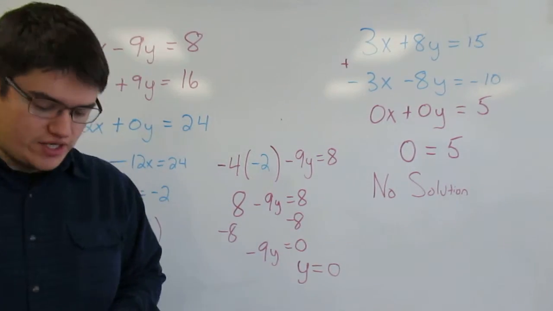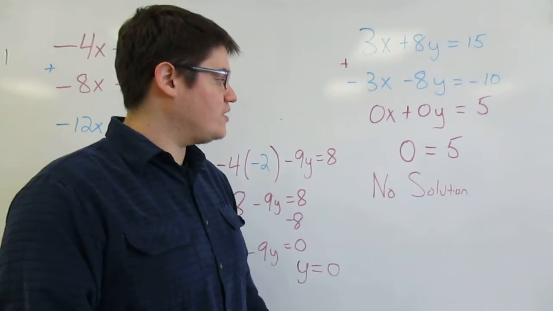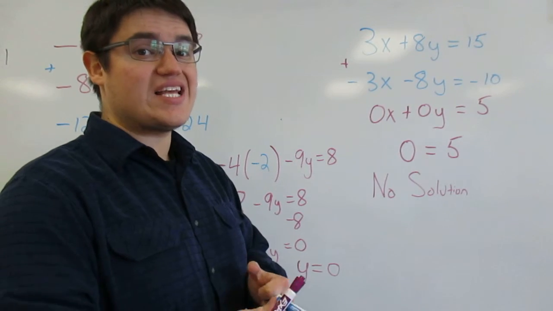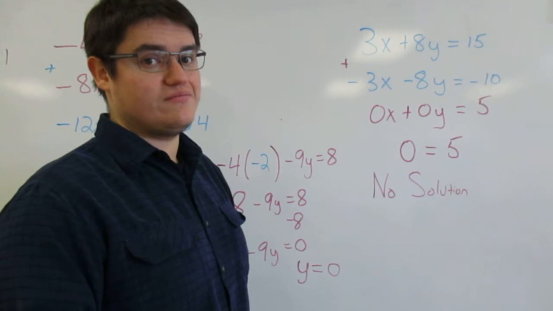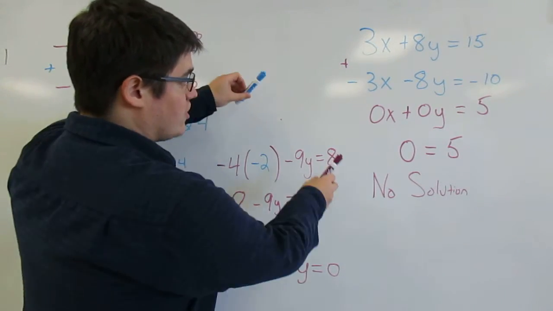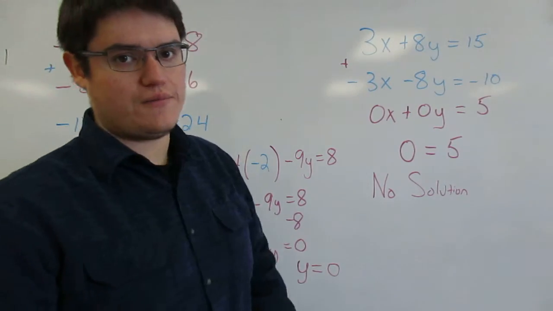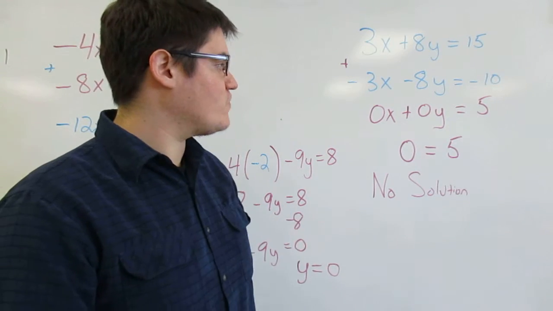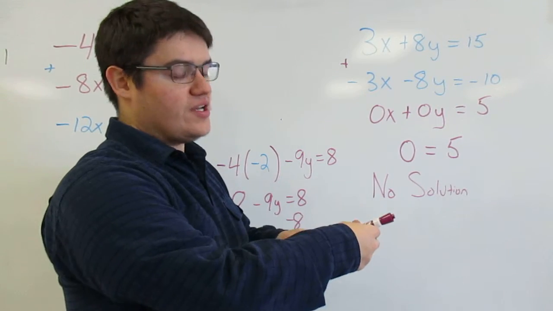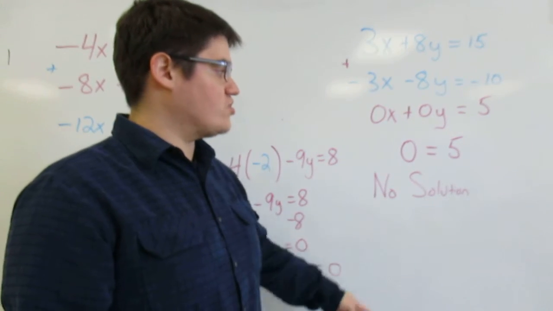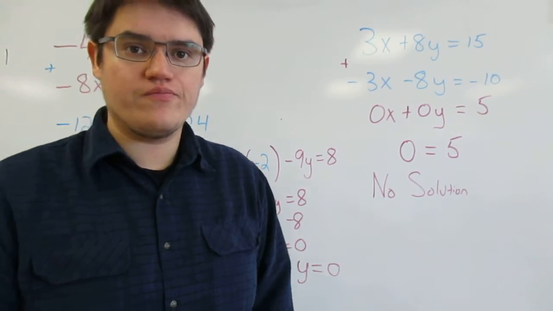And if you think about it in terms of a graph, remember we're looking for where they intersect. So if there's no solution, what does that mean? Your lines are parallel. Okay? If this were infinitely many solutions, that means that our lines are the same line. So no solution just means the lines are parallel.